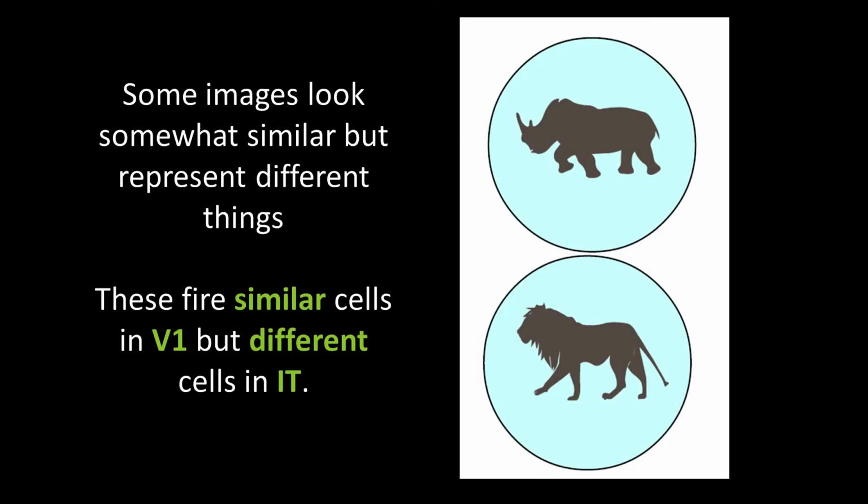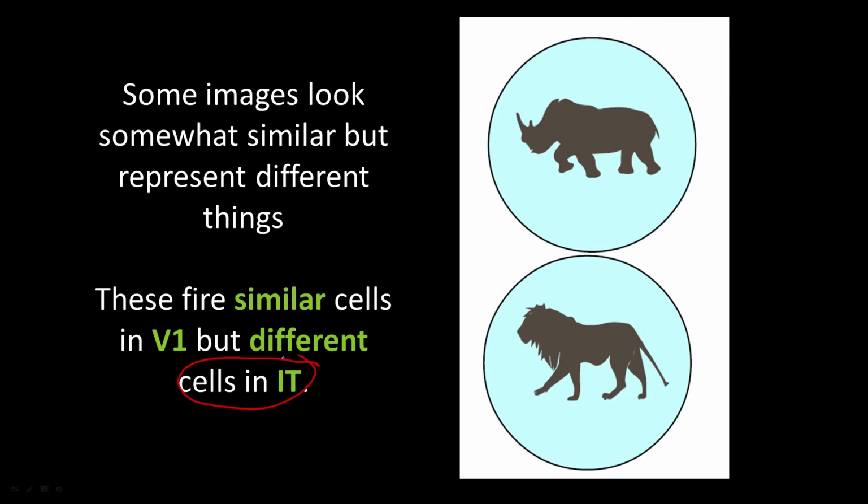To further point that out, here are two pictures of what you and I would say are approximately same-sized silhouettes of a rhinoceros and a lion. These look sort of similar in terms of where the stuff is, okay? But of course, they're different animals. What's nice is that in V1, these trigger similar cells, cells that are responsive to the edges in this location, because the edges are sort of in the same spot. But of course, they respond differently in IT.